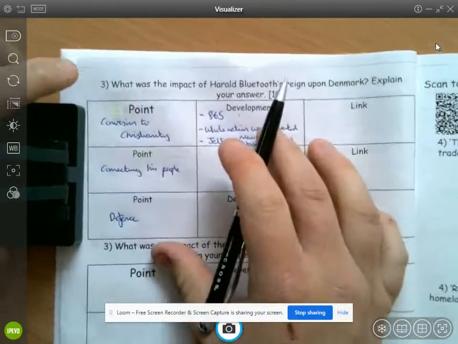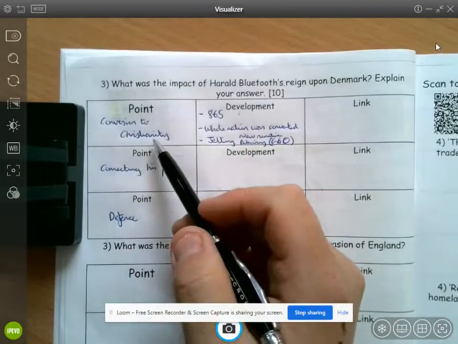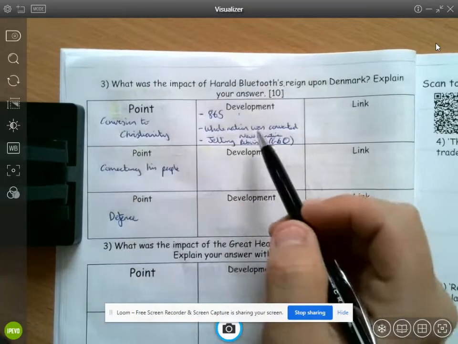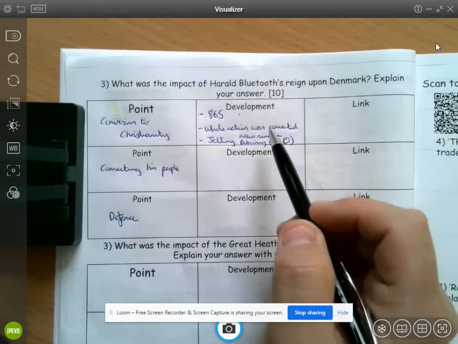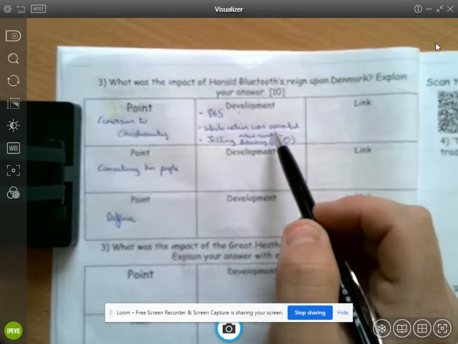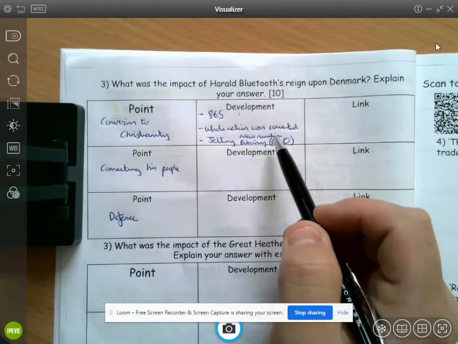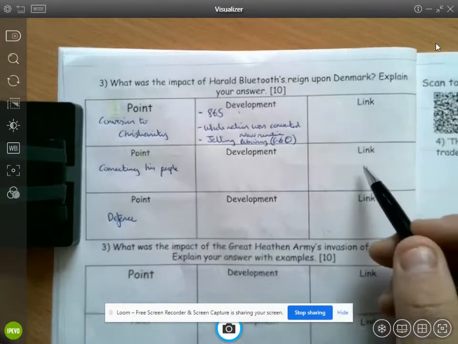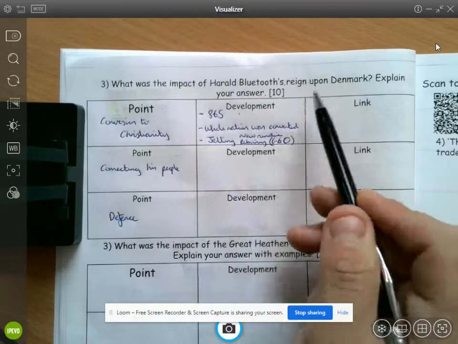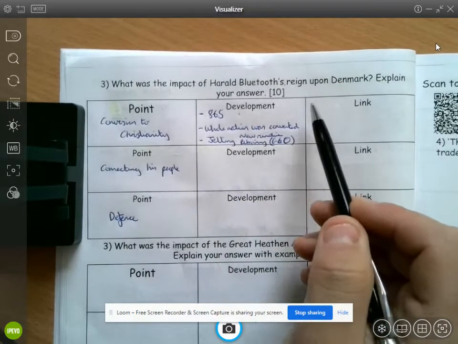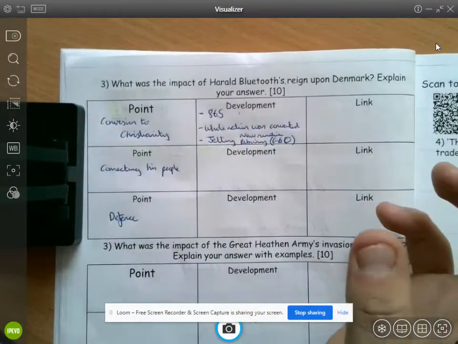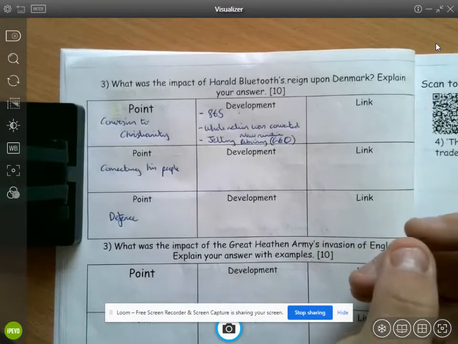Now in the link, we need to explain what the impact was on Denmark. So what was the impact on Denmark? Arguably here, Harold Bluetooth converts to Christianity, not because he is a true Christian, but for defensive reasons, because he wants to prevent attacks from the German lands below to the south of Denmark. So we could argue in our link that the impact was reducing the threat of attack or invasion because of the conversion to Christianity, because the Germans from the south are not going to attack fellow Christians in theory.